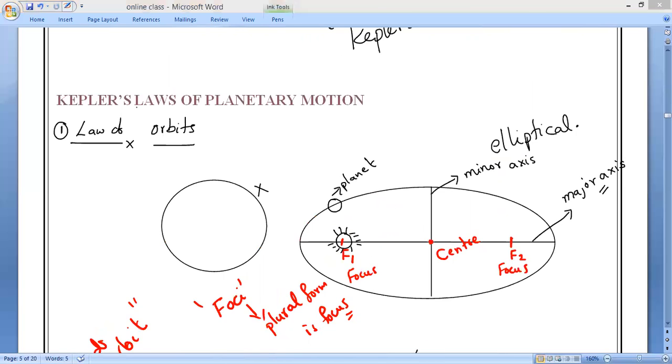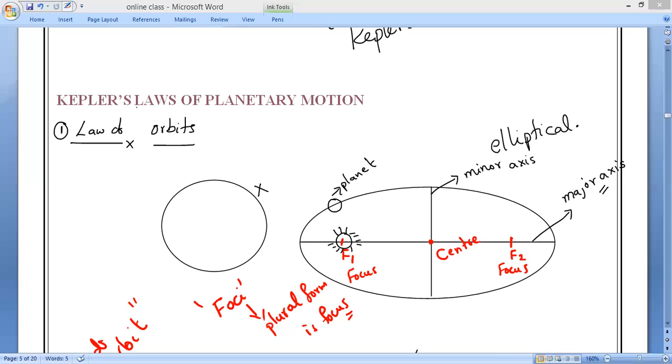Kepler's first law of planetary motion, right? According to Kepler's first law of planetary motion, comma, all the planets revolve around the sun in different elliptical orbits, and the sun is located at, where is the sun located, Mr. Johan?